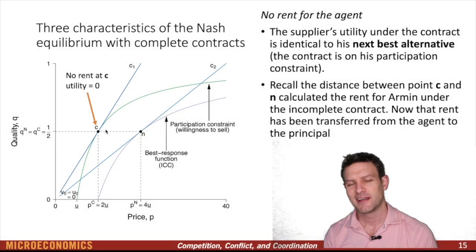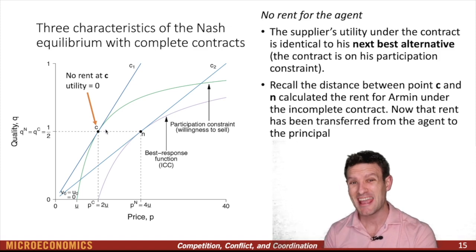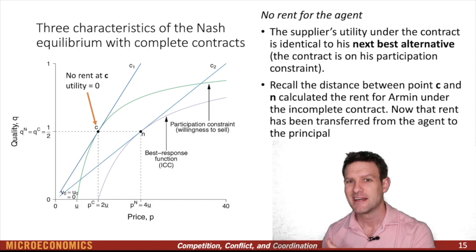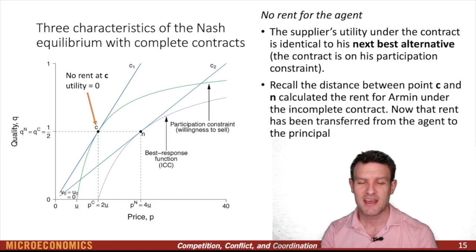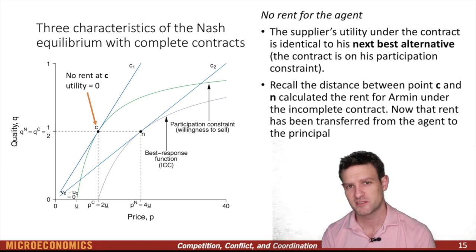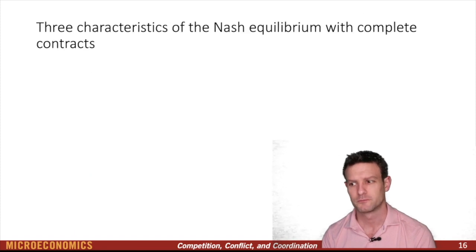Now, instead of that, a rent has been transferred from the agent to the principal. The agent previously had this rent, now the principal has it. They have not needed to provide an enforcement rent to the agent in order to elicit quality from them. So there's no rent at point C in the interaction. Armin's rent is equal to 0.